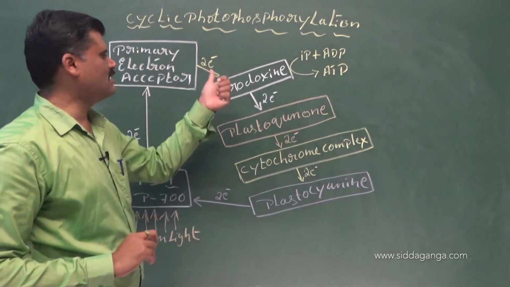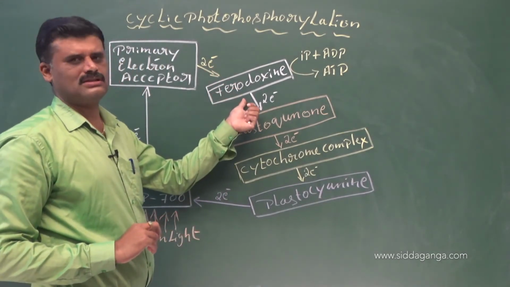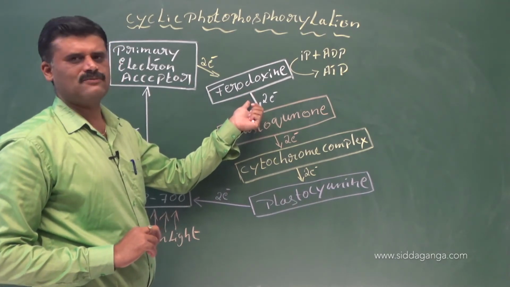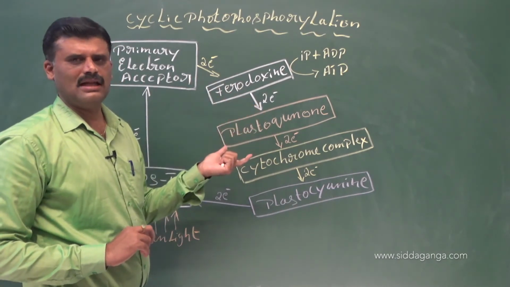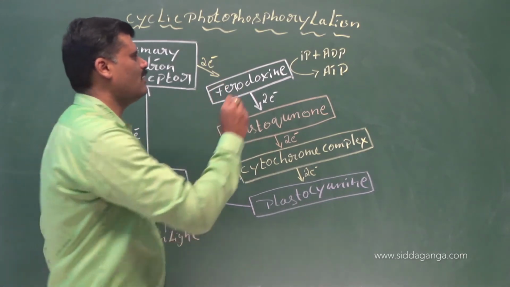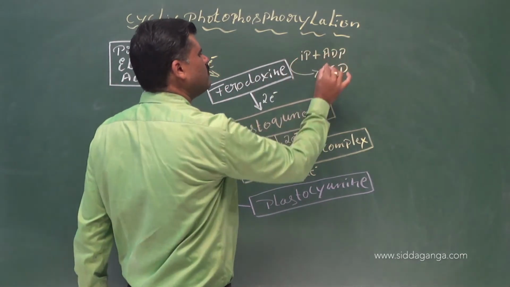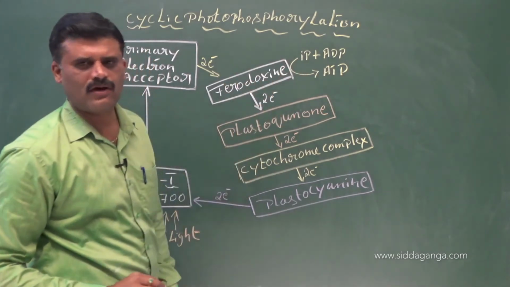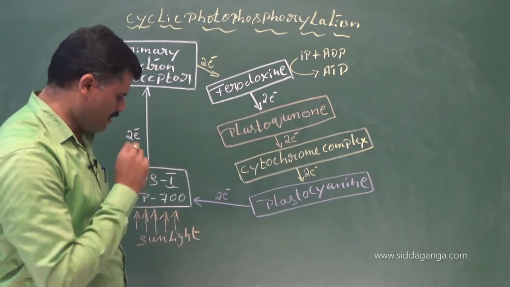The energy present in the electron, it loses; the energy is lost from the ferredoxin. When the electron jumps from ferredoxin, it loses the energy. That energy is utilized for addition of inorganic phosphate to ADP to form ATP. So here light energy is used for formation of ATP.